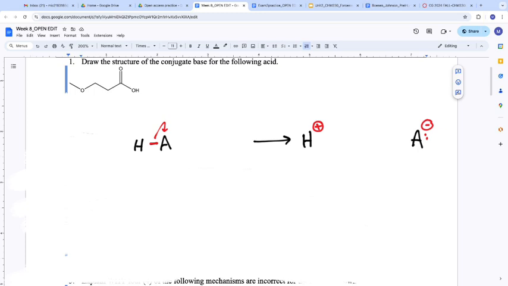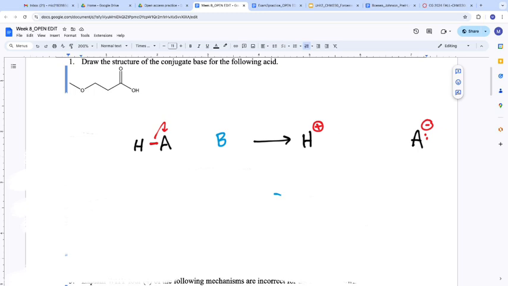Chemical reaction, we need to react that with something. What do you think we'd react with an acid? A base. So a good symbol for a base could be B. What characteristic does the base need to have? It has to accept hydrogens.